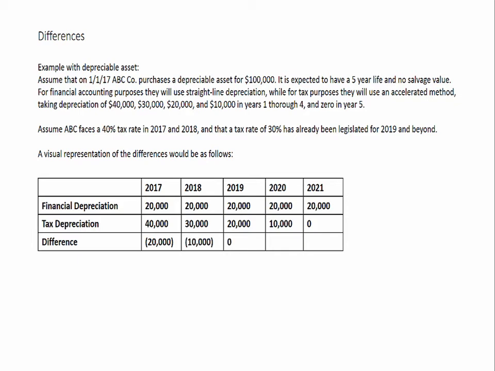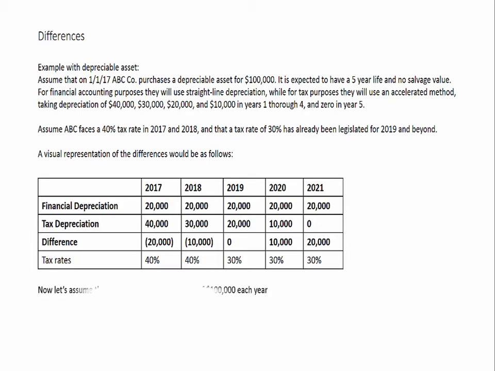Okay, same thing for 2018, a $10,000 deductible difference, zero difference in 2019, and then $10,000 and $20,000 in taxable differences in 2020 and 2021. Again, deductible differences indicated by parentheses, taxable differences not having any parentheses around them. And again, just to have all of our information in one place, we have tax rates of 40% for the first 2 years and 30% thereafter.